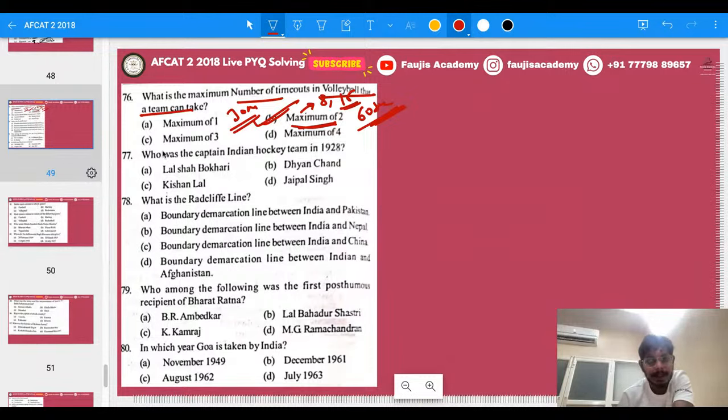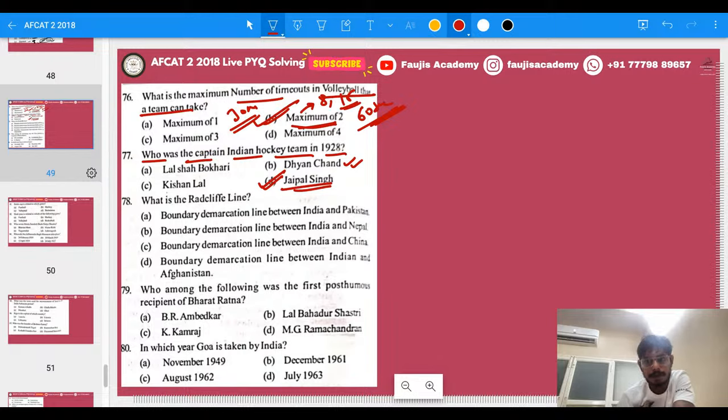Who was the captain of the Indian hockey team in 1928? Here you will have an intense urge to pick Dhyan Chand. He was the person on whose birthday we celebrate National Sports Day. But the correct answer is Jaipal Singh.